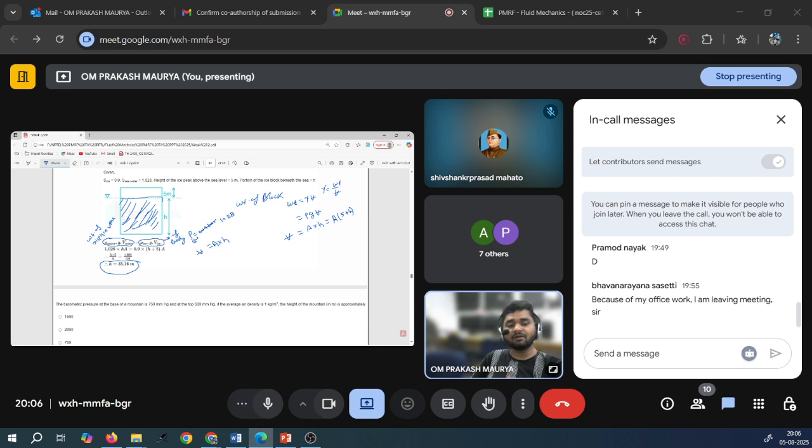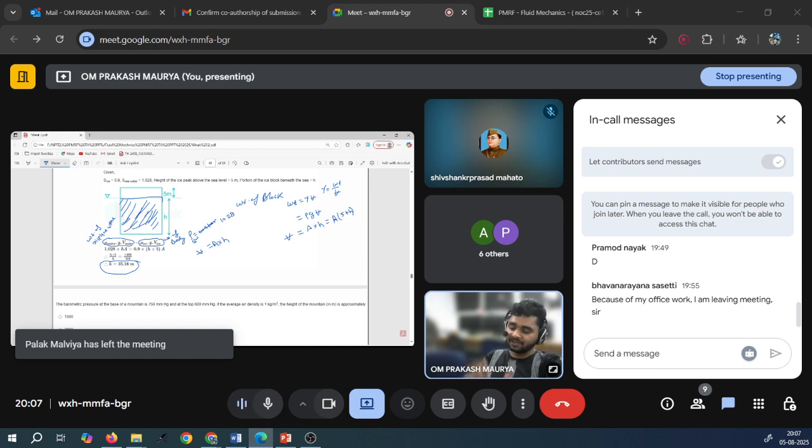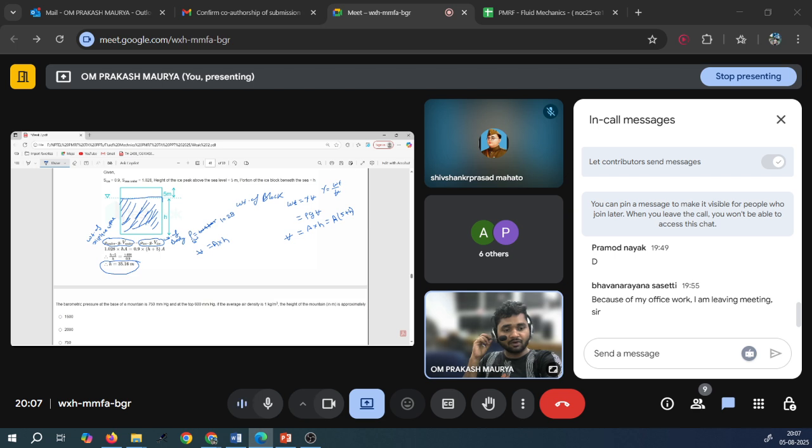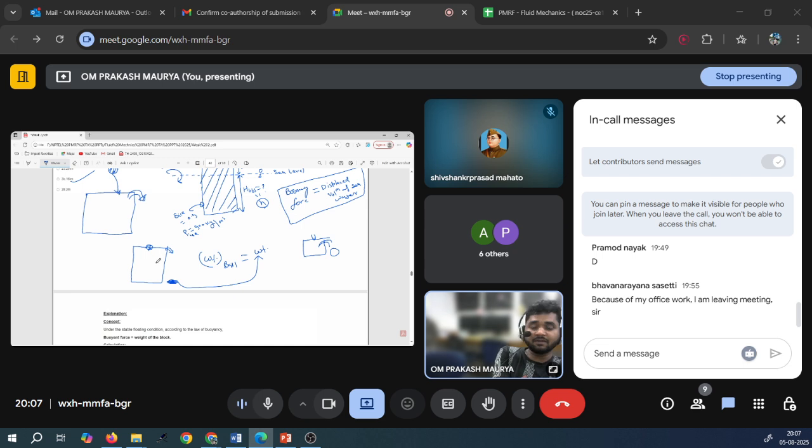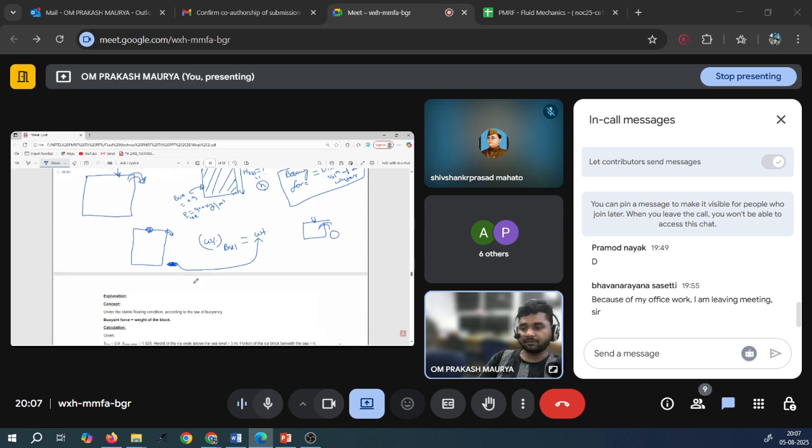This is the simple Archimedes principle. Sometimes what happens, people forget the Archimedes principle. What was the Archimedes principle? But one thing, always remember whatever I have just told you here, the experiment. Remember these things: the weight of the body will be equal to the weight of displaced water.